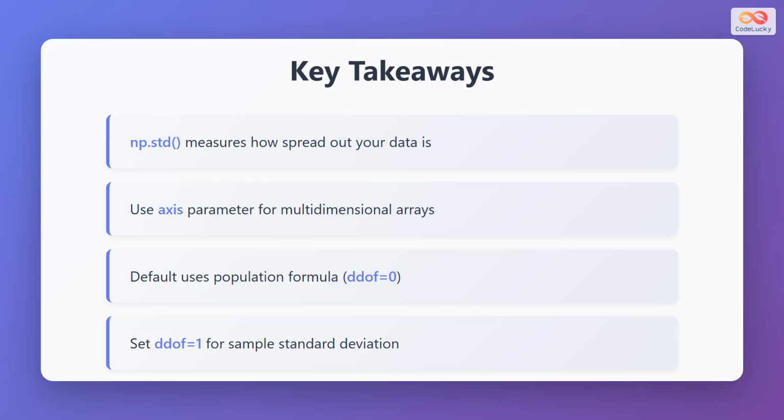Let's recap the key points. First, np.std measures how spread out your data is from the mean. Second, use the axis parameter when working with multidimensional arrays to specify whether you want standard deviation along rows or columns. Third, the default calculation uses the population formula with ddof equals 0. And finally, set ddof equals 1 when you need the sample standard deviation. Understanding these concepts will help you analyze the variability in your data effectively.